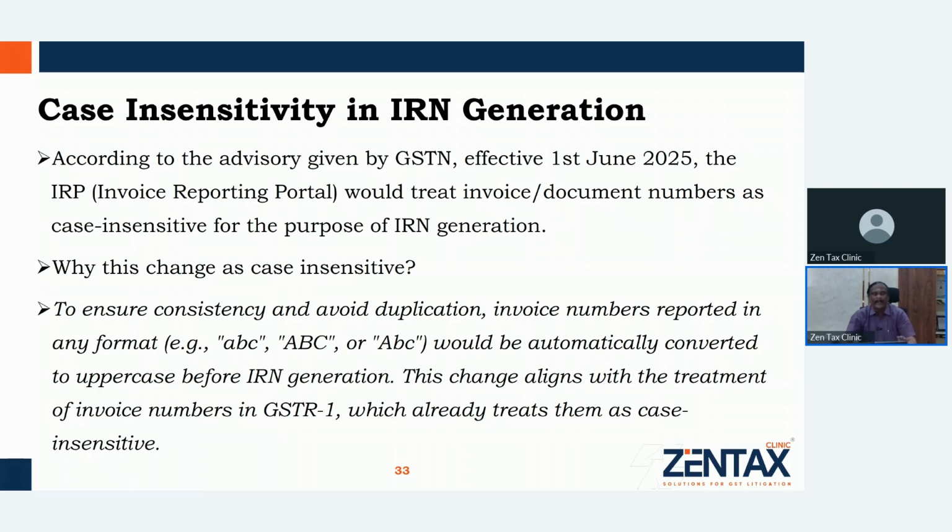So this will not be read as small letters or capital letters. It will be converted into capitals and then read. So there will not be any duplication of the same invoice using small letters or a combination of small and capital letters. For this purpose, this was already introduced in GSTR-1, and the same has now been introduced in e-invoice also. This is one of the advisories given. But naturally, this type of error is very rare nowadays, given the extent of use of software for preparation of the e-invoice.